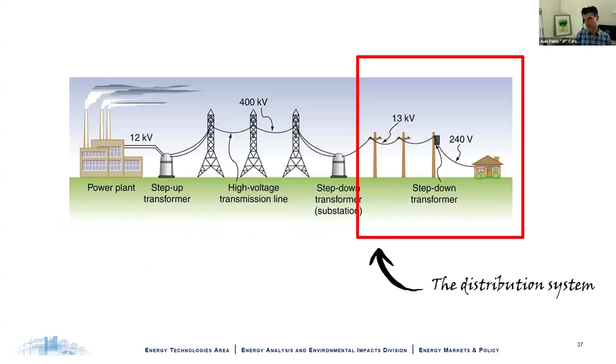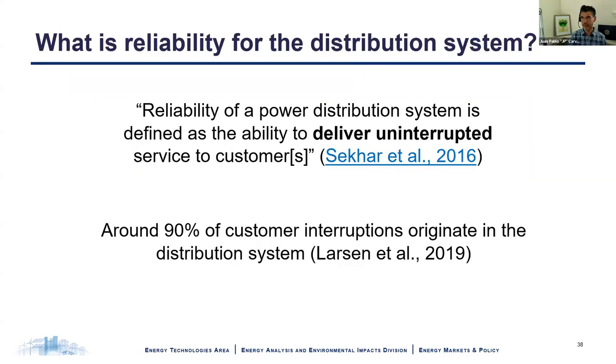Let's move now to the distribution system. Here we spent a fair amount of time talking about the bulk power system reliability. We're going to go down now to the distribution system. And reliability for the distribution system is much focused on a network concept. It's the idea of delivering uninterrupted service to customers.